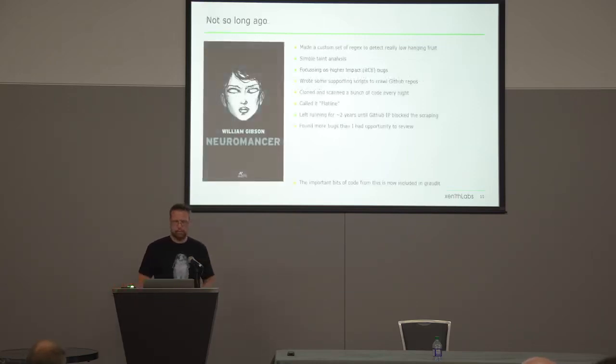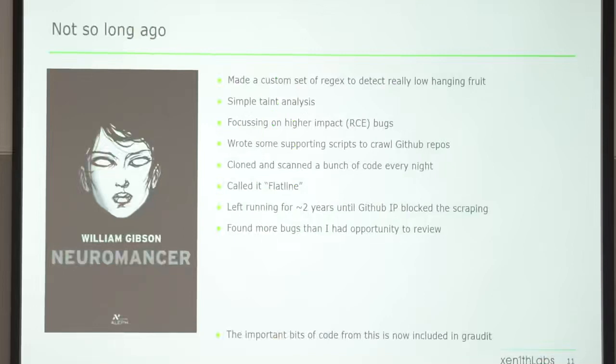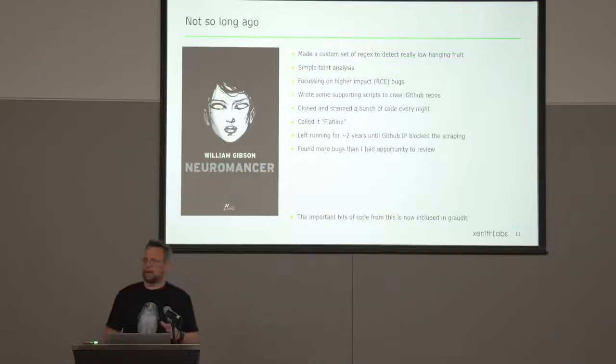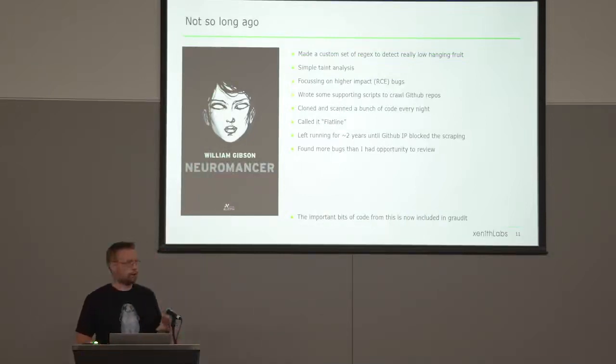So not so long ago, back before MITRE hit the initial 10,000 CVE ID numbers, I was kind of pushing to try to reach that number. So I figured I would try to increase the rate at which I identified vulnerabilities. So I took the knowledge that I had in Groudit and I made a new rule set that was really aimed at finding really low-hanging fruit.